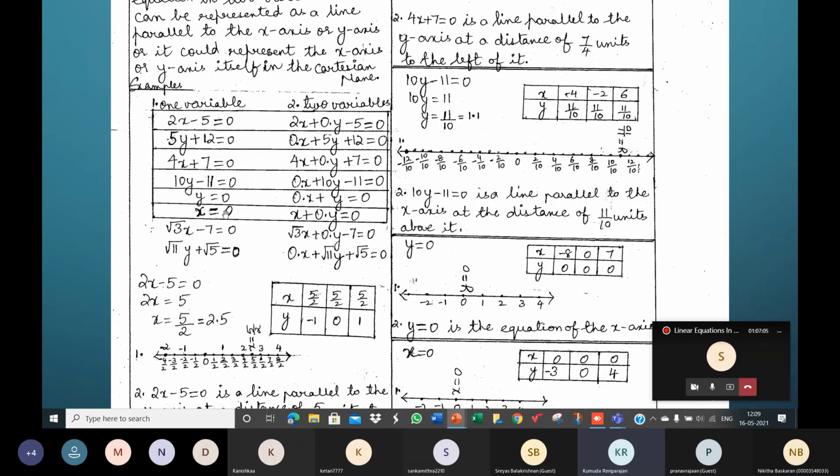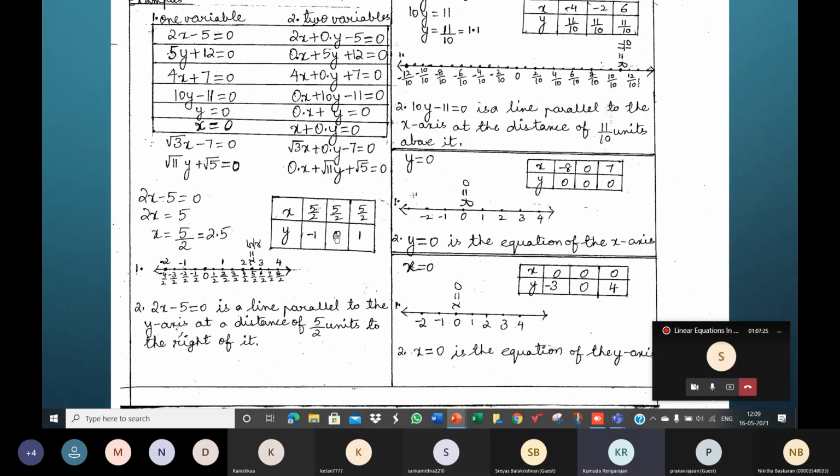And then this one is represented by a point on the number line. While the same equations, when you treat them like this in two variables, they don't have the same geometric representation. Now these are straight lines on the graph paper. How? We'll see that. So we'll take an example one by one, children.